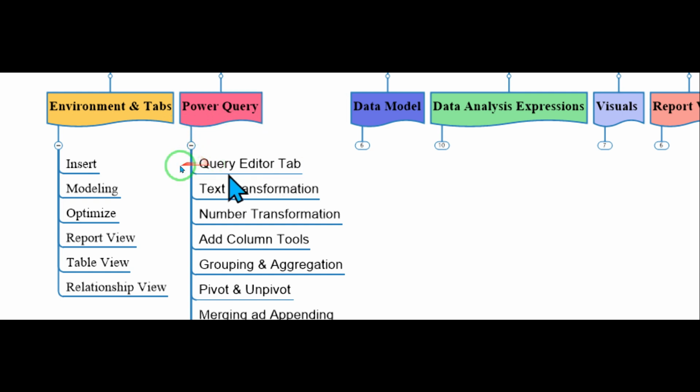In this part, you should be familiar with the query editor tabs and different tools which we have for data pre-processing. We have different tools for text transformation, number transformation, how we can add different columns to our data, the concepts of grouping, aggregation, pivot, unpivot, how to merge or append, and the difference between the merging and the appending, which is really important in Power BI. Data source settings, and the M language, and finally automation.